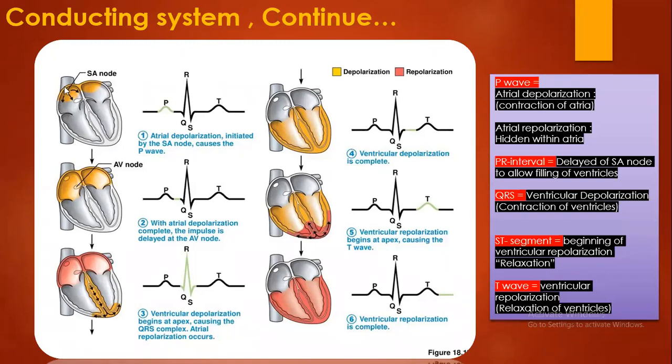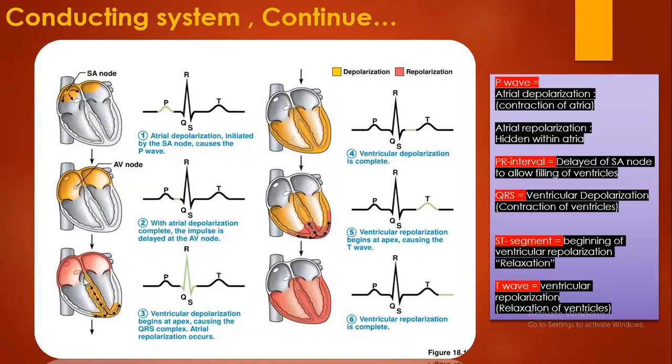So let's get started. The SA node will send impulses to the AV node and the rest of the atrium, resulting in atrial depolarization, or atrial contraction. Here we have the initiation of the P wave in the ECG, okay? Secondly, the impulses will reach the AV node. After reaching the AV node, there will be continuation of atrial depolarization, okay? Now atrial depolarization is completed in the AV node, which will result in the PR interval, okay?